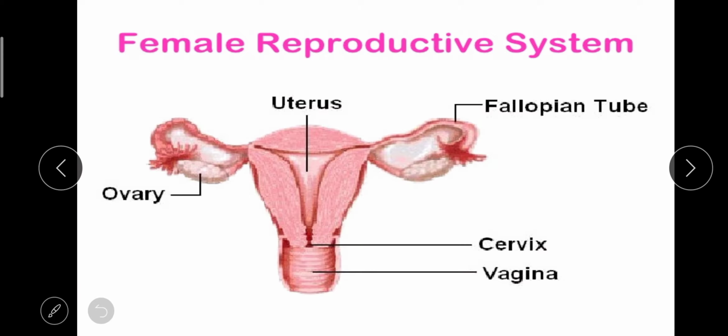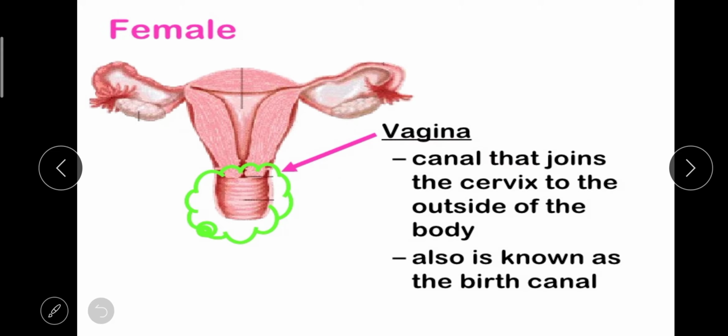Now we are going to see the internal female reproductive organs or parts. This is called the ovaries, this part is called the uterus, this tube-like structure is called the fallopian tube, this small area is called the cervix, and this area is called the vagina. So these are the female internal reproductive organs: ovary, uterus, fallopian tube, cervix and vagina. Now we are going to see them one by one.